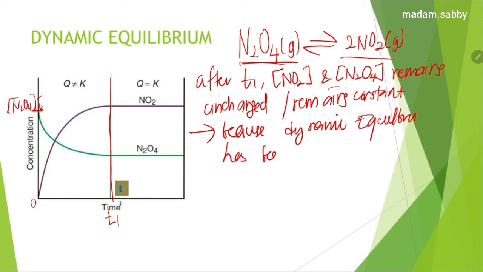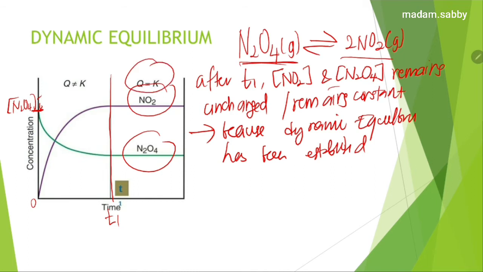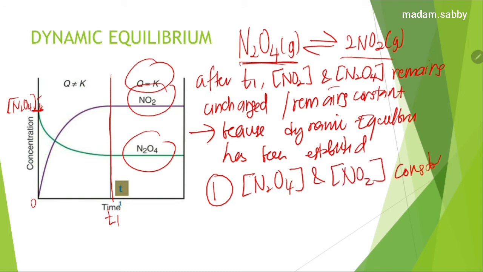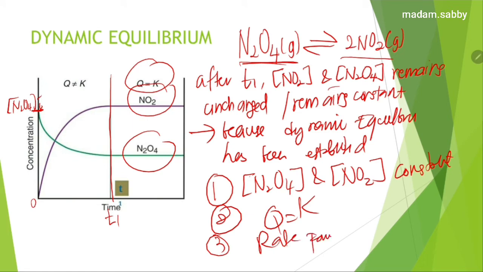Okay, dynamic equilibrium has been established. How can I prove that? After a certain period of time, first, there is no more change in my concentration. Secondly, my reaction quotient is already equivalent to K. Okay, Q equals K. So first, N2O4 concentration and NO2 concentration are constant. Secondly, Q equals K, and thirdly, the rate of forward equals the rate of reverse.